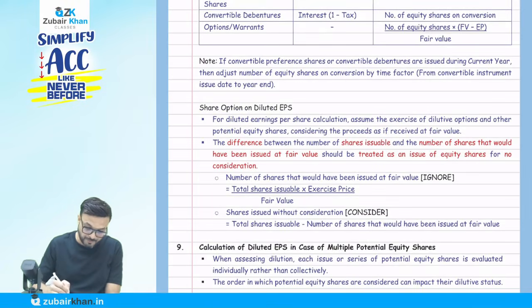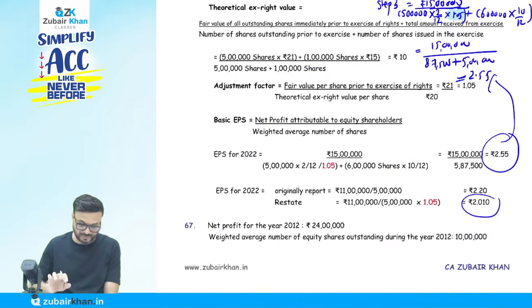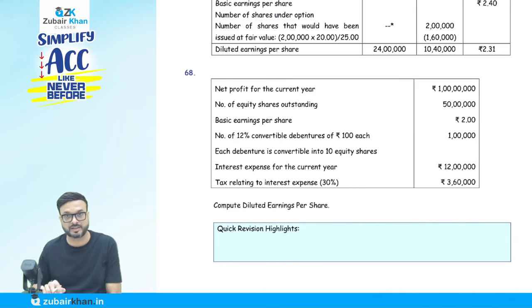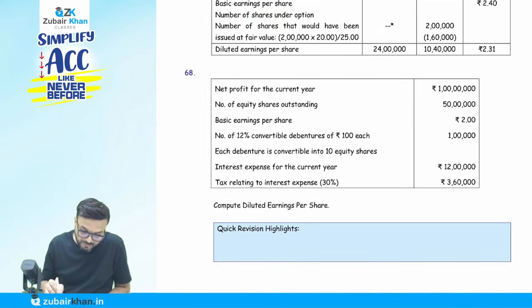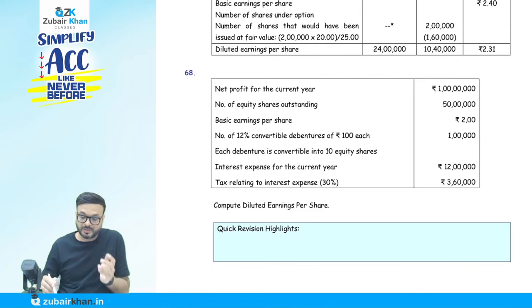Now we will come to share options and dilution later, but first come to the Super 100 question. I will cover 67 later on, but first come to question number 68. Now understand. The net profit for the current year is 1 crore. They have 50 lakh equity shares. So basic EPS will come to, correct?